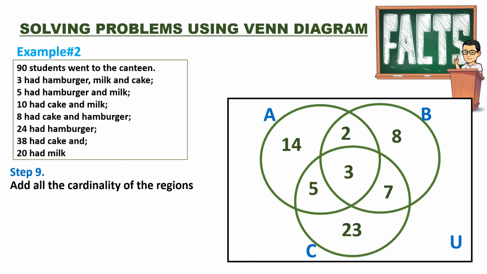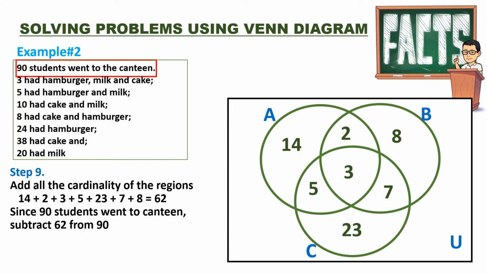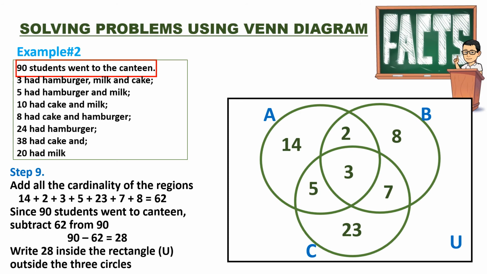Step 9. Add all the cardinality of the regions. So you have 14 plus 2 plus 3 plus 5 plus 23 plus 7 plus 8 equals 62. Since 90 students went to canteen, subtract 62 from 90. So we have 90 minus 62. The answer is 28. Write 28 inside the rectangle outside the three circles.